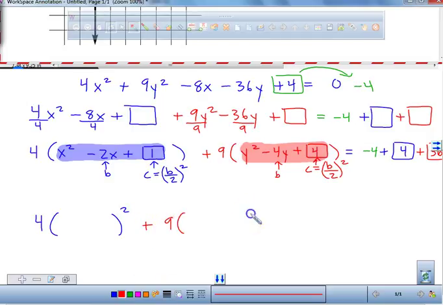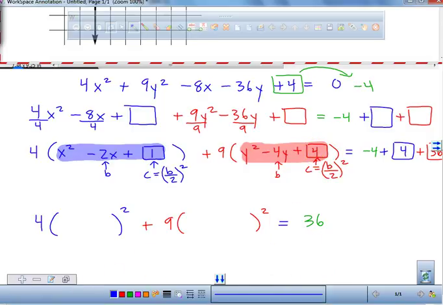And we have to factor this guy. Now they're all going to equal a negative 4 plus a 4 plus a 36. Those cancel out, so all we have left on the right-hand side right now is a 36. So think really hard. What does this right here factor to, and what does this right here factor to? See if you can do it.